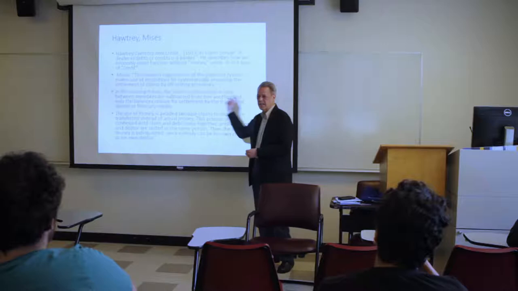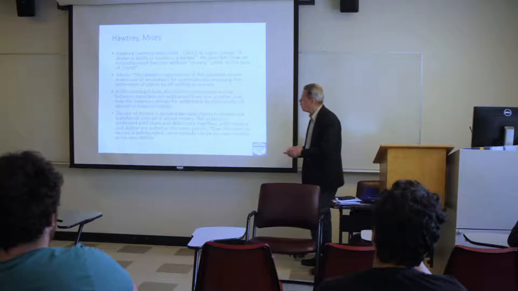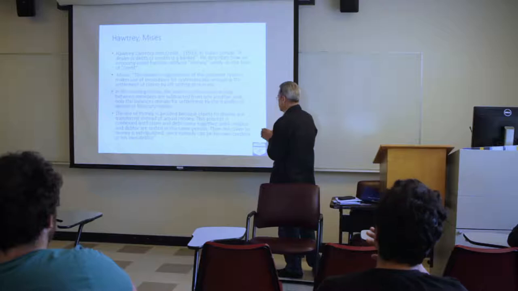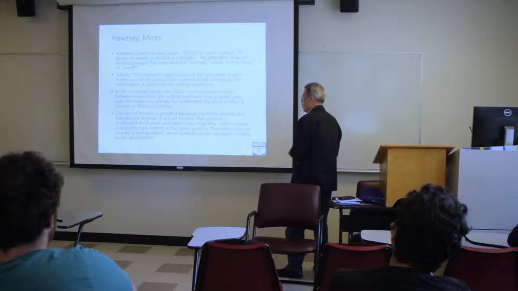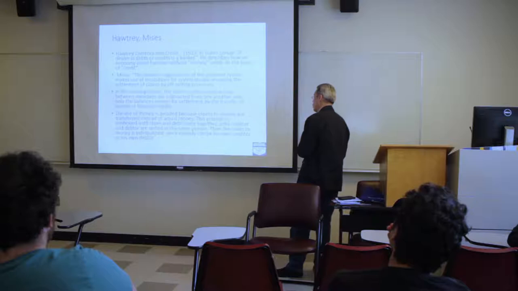Okay, exactly the same thing that Schumpeter said, right? You only need money if you need to do a clearing. The use of money is avoided because claims to money are transferred instead of actual money. This process is continued until claim and debt come together, until creditor and debtor are united in the same person. Then the claim to money is extinguished since nobody can be shown to be his own creditor or his own debtor.